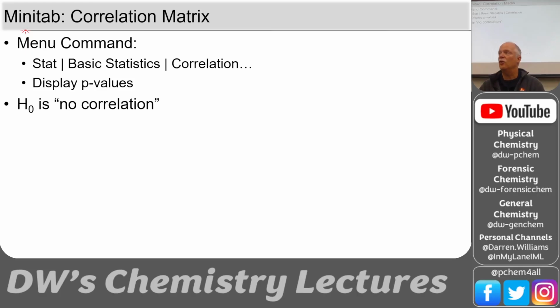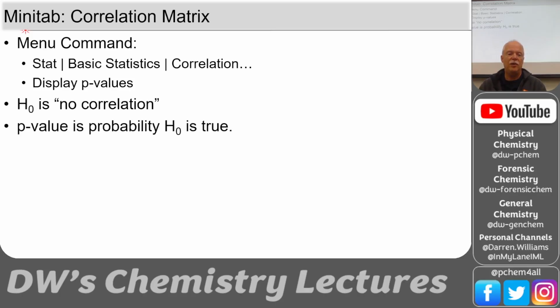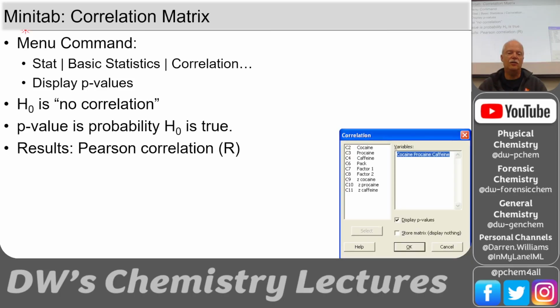So it's no correlation. That's the null hypothesis. And then the p-value is the probability that there's no correlation. So after you do this, you don't see any graph. This doesn't give you a graph. It gives you a little table in the session log. So you go to the session log.